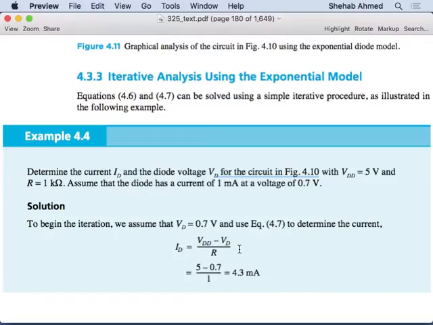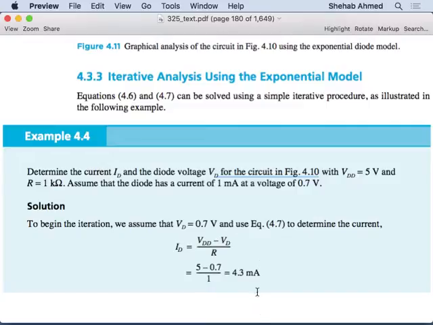So if my operating point is 0.7 and my current is not 1 milliamp, it's 4.3 milliamp. We assumed the current is 1 milliamp and the voltage is 0.7. We substituted in the equation of the circuit, and I don't get 1 milliamp, I get 4.3 milliamp, right? So now my current is 4.3, and my voltage is still 0.7. But this is after the first iteration.